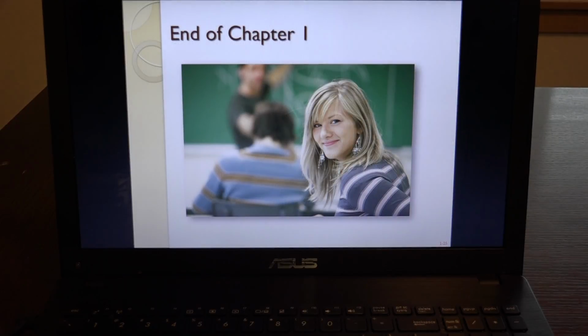That's the end of chapter 1. It's pretty straightforward and clear cut. So anyway, the assignments are in Connect as well as the quiz.